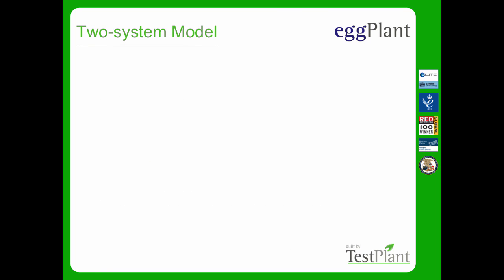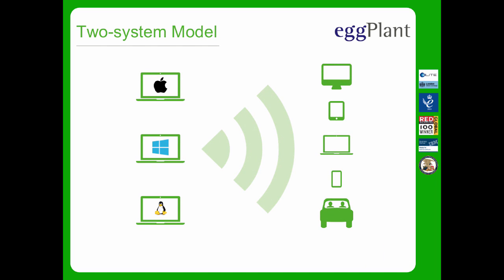Finally, let's discuss the test architecture for your eggPlant Functional automation project. When designing your test architecture, there are some important points to keep in mind. First, it's critical to understand that eggPlant Functional operates in a two-system model. One of the systems in this model is the test controller, which is where eggPlant Functional is installed and where our automation scripts are developed.